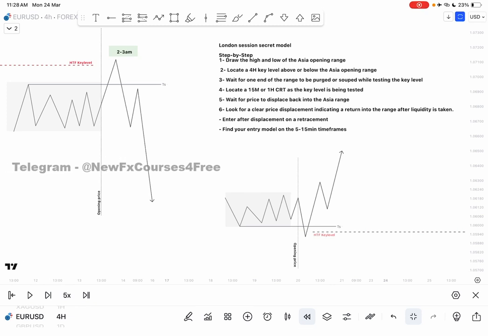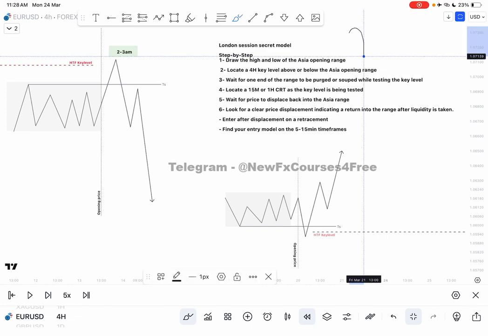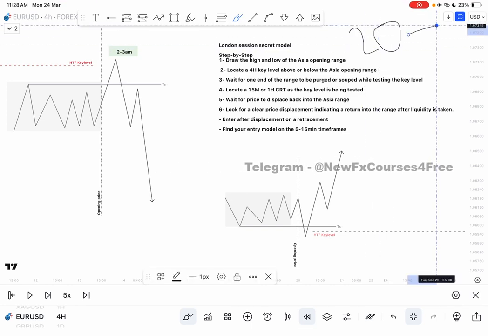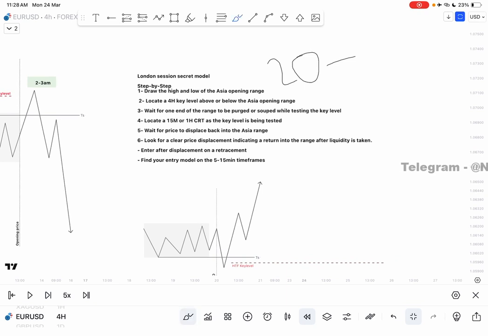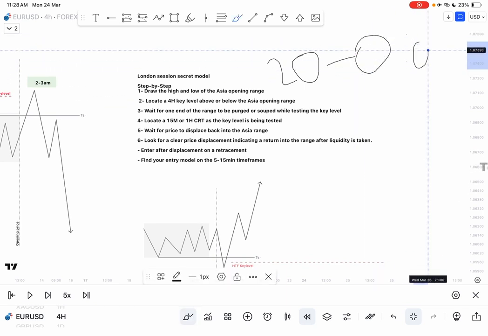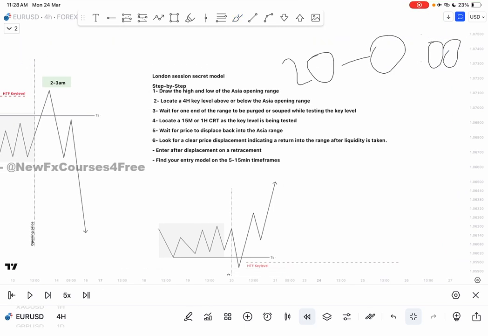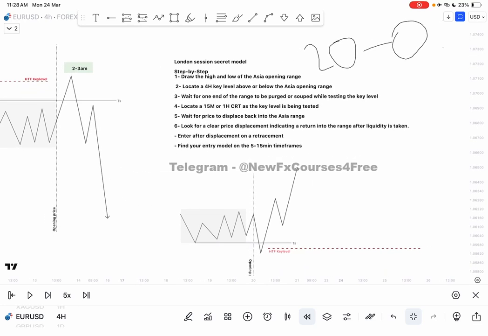You all recall the Asian session is from 20:00 to 00:00 UTC-5. That was the time for the Asian session. So draw out the high and the low of the opening Asian range.